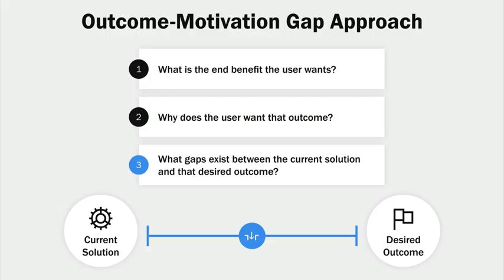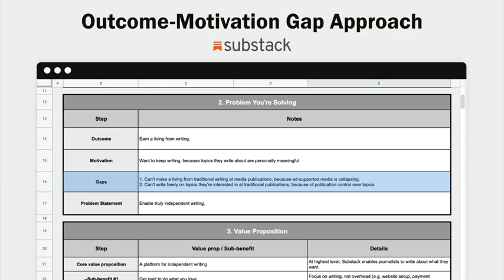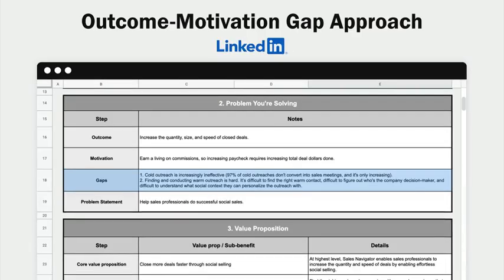Third, write out the gaps they experience in solving the problem with current solutions. By concretely understanding why existing solutions fail, you get a better understanding of the deeper problem you must solve. For Substack, they have two issues. First, they can't make a living from doing traditional writing at media publications because the business model for traditional ad-supported media like newspapers is collapsing. Second, they often don't have full freedom to write what they want because their publication ultimately dictates what they work on and write about. For LinkedIn, they also have two challenges.